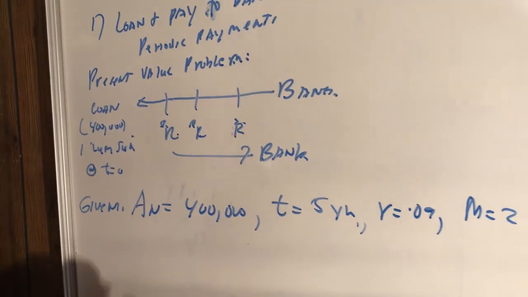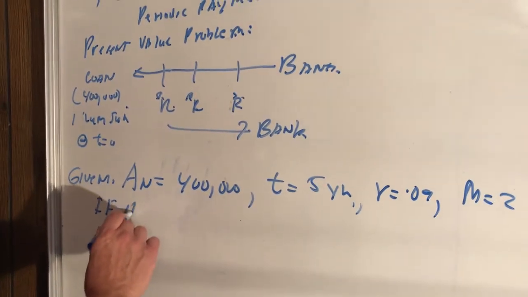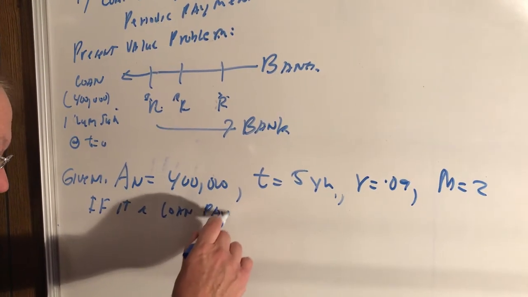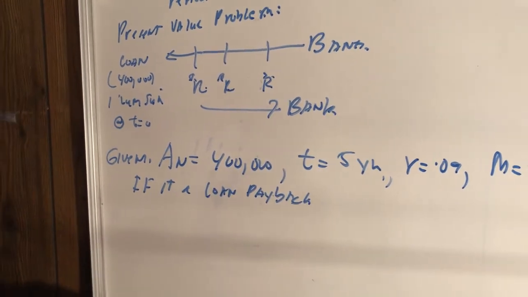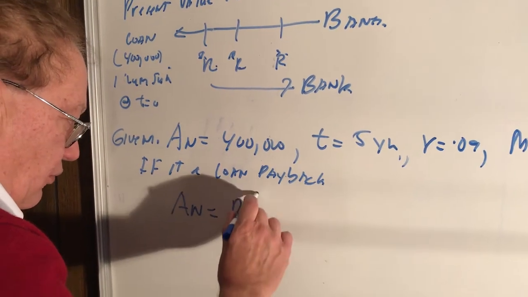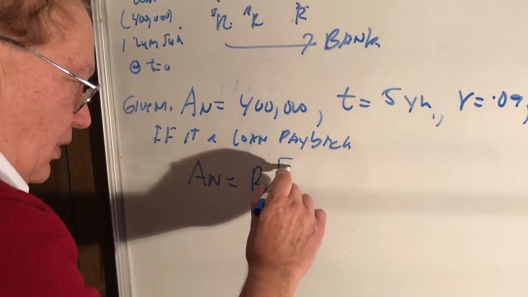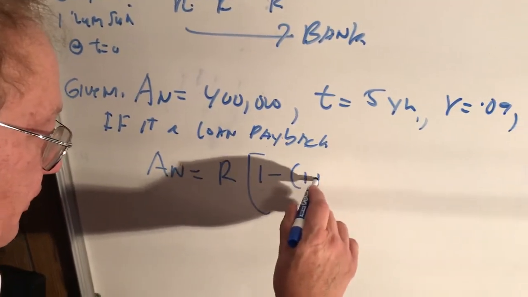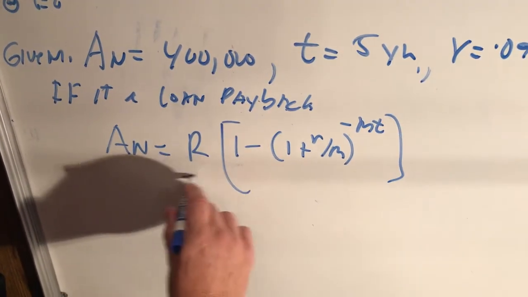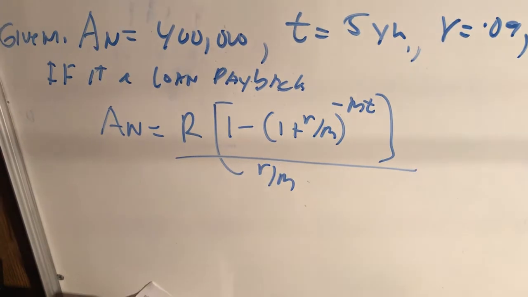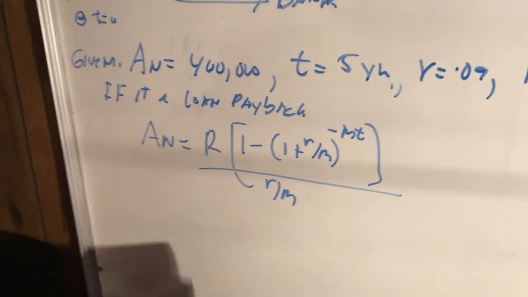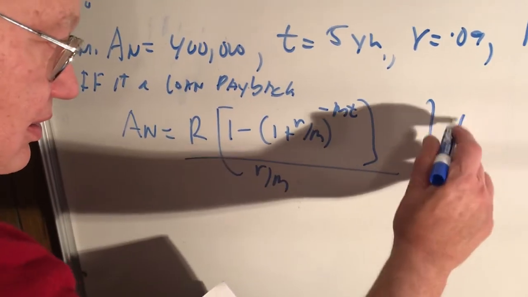So let's see if it is a loan payback. This is a good comparison problem. So that means my formula would be the present value formula: 1 minus (1 plus R over M) to the minus MT, divided by R over M. So what am I looking for now? Find the amount of each payment. So I want to find R.